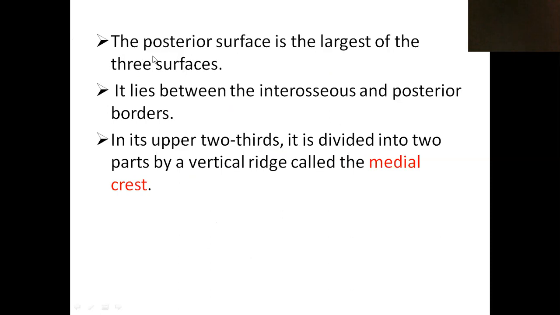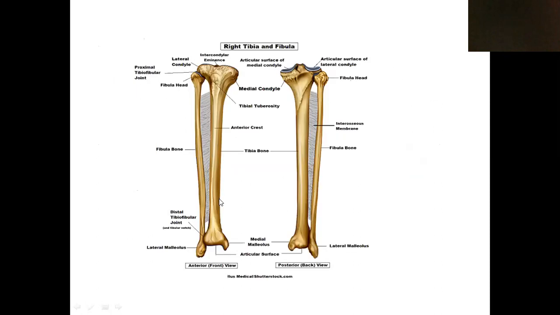See, the posterior surface is the largest surface, and here it has a ridge. The posterior surface has a ridge known as the medial crest. The posterior surface of the tibia has one ridge known as the soleal line. But here it has another ridge, known as the medial crest. That's all. Now the lower end.